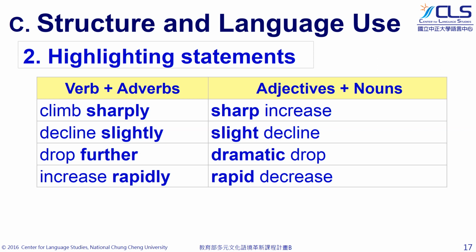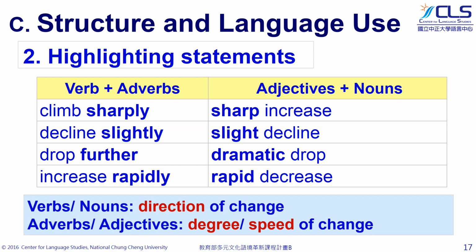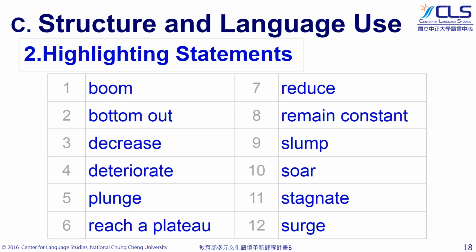For example, decline can be used with the adverb "slightly" as a verb, and used with the adjective "slight" as a noun. As can be seen, verbs or nouns usually point out the direction of the changes, while the adverbs or adjectives show the degree or the speed of the changes. Sometimes the verbs show the direction and the degree or speed at the same time.